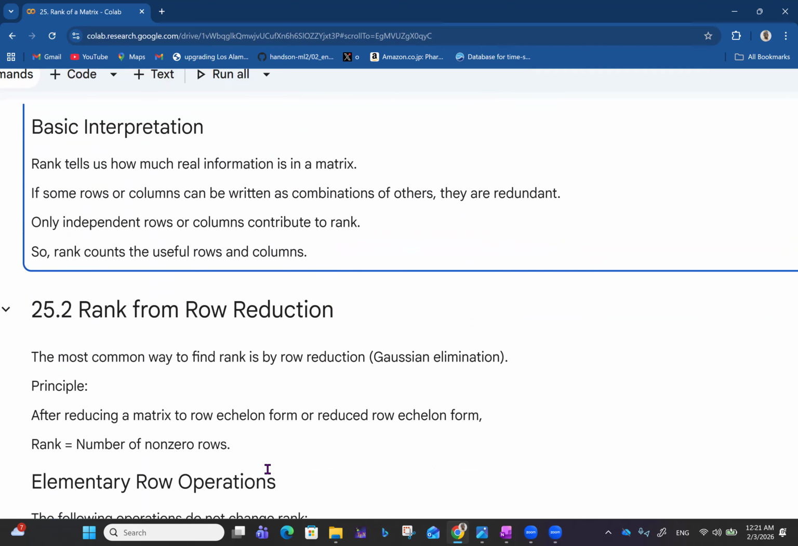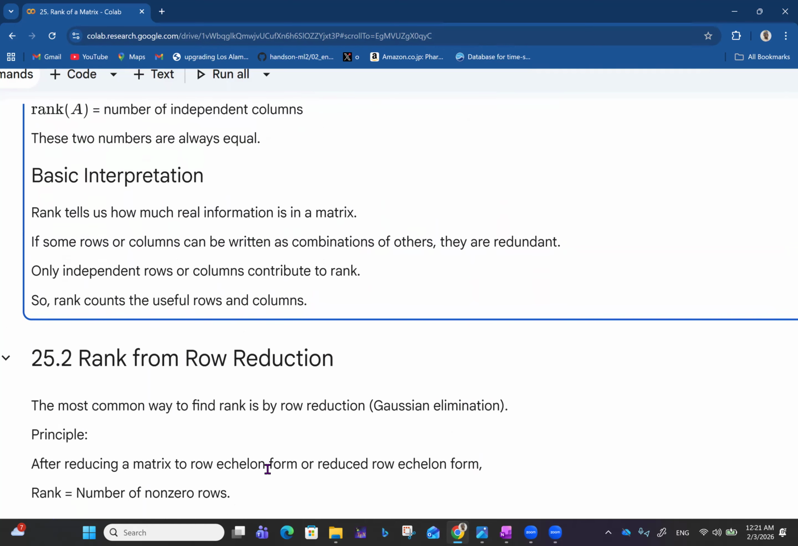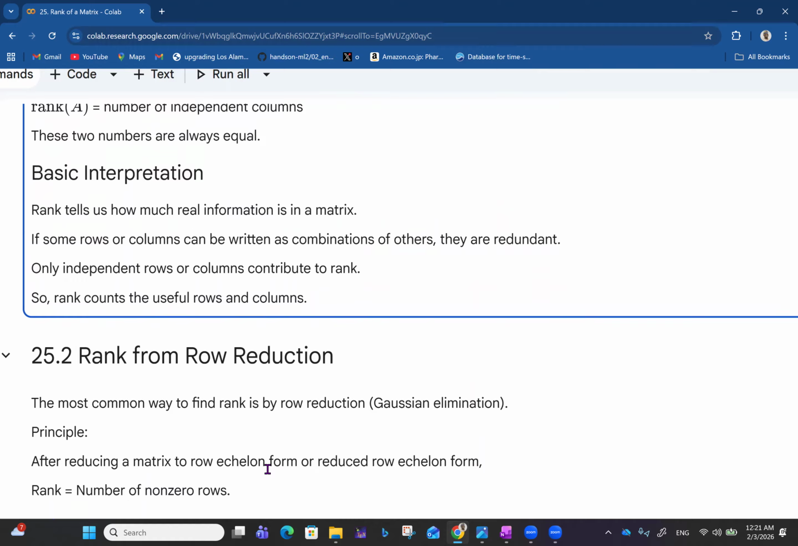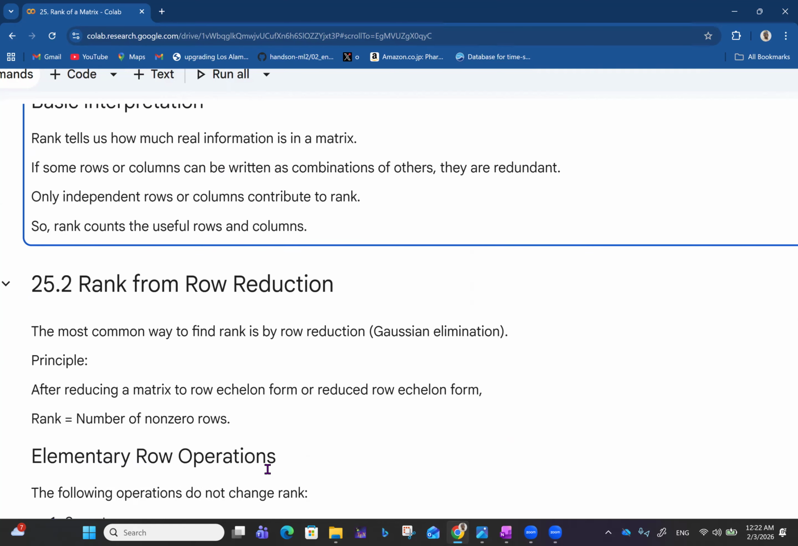So here, at the end of the day, after reducing a matrix to row echelon form or reduced row echelon form, rank is equal to the number of non-zero rows. So if you have a zero row, it doesn't form part of the rank. All the rows that are non-zero rows are those where not every element in the row is zero. If every element in a row is zero, you say it's a zero row. So even if you have a row where maybe you have three columns and there are two zeros and then a non-zero number, that is not a zero row. So you count that as part of the rank, right?